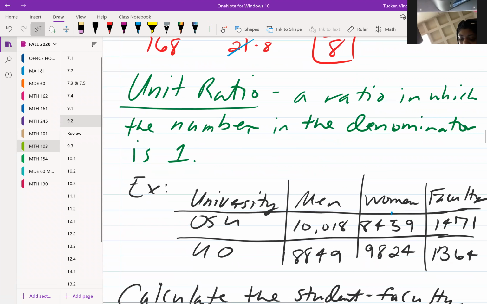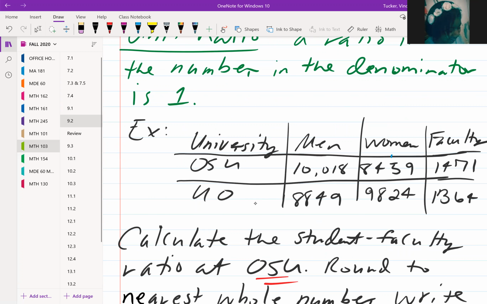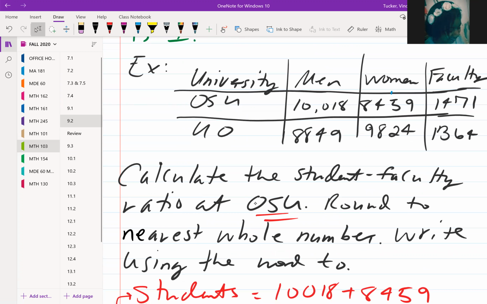All right, so the next example gives us a mini chart. We have a university. OSU was Oregon State University, and then UO was University of Oregon. But you know, the names really didn't matter. The numbers do. So we're looking at how many men they have for students, how many women they have for students, and then the number of faculty in each. So it says calculate the student faculty ratio at OSU. So notice we're not talking about the University of Oregon, just looking at OSU. Round to the nearest whole number and then write using the word 2.